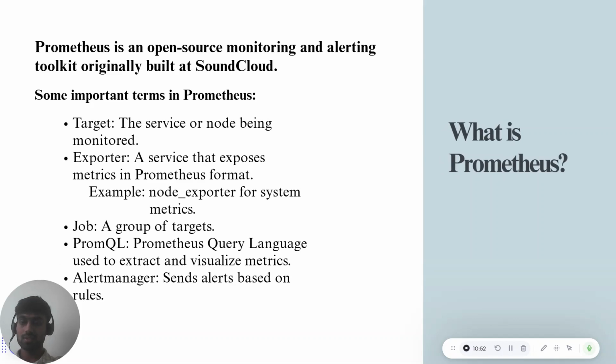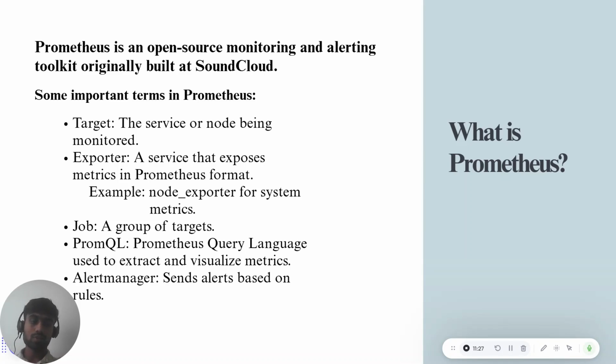So under monitoring, Prometheus is quite a popular tool. It is basically an open source monitoring and alerting toolkit which was built by SoundCloud. There are some key terms in Prometheus, like there is a target. A target is basically a service or node which is being monitored. Then there is an exporter. An exporter is basically a service that exposes metrics in Prometheus format. Like, for example, node exporter for system metrics.